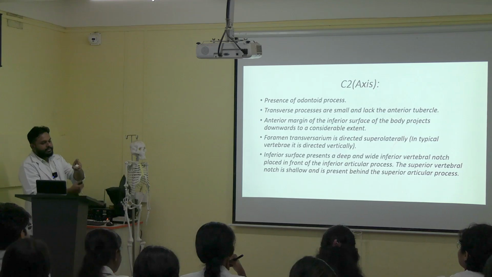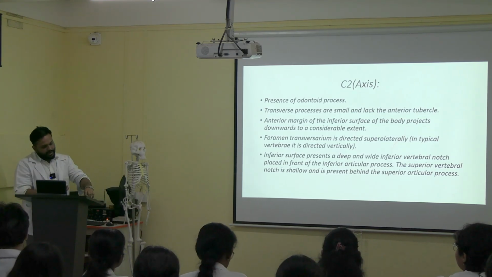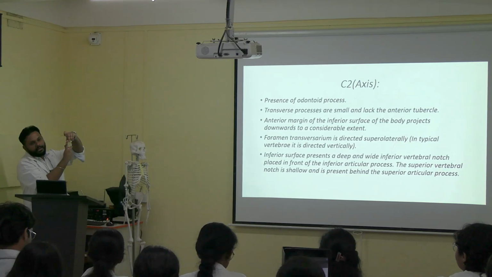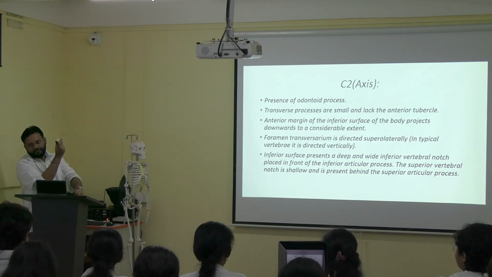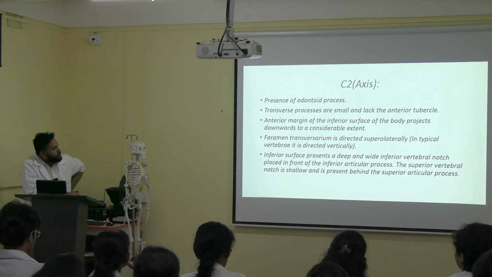Is there any anterior tubercle in front? No, there is no anterior tubercle. There was an anterior tubercle here, but it is not present in the axis. The anterior margin of the inferior surface of the body projects downward to a considerable extent.